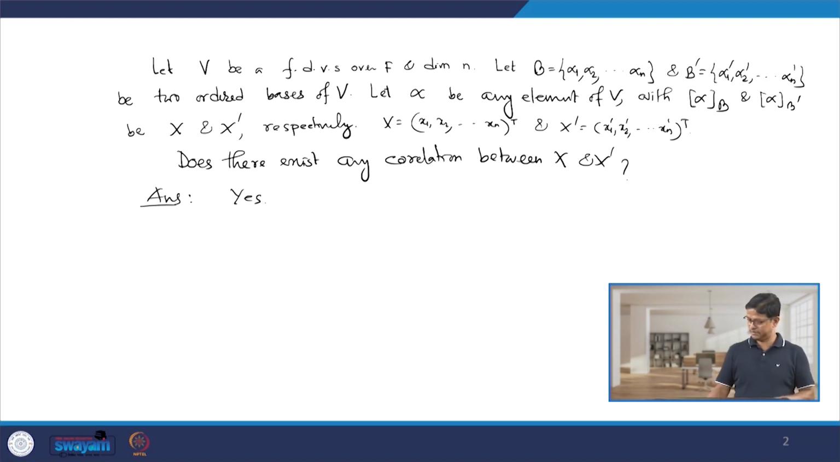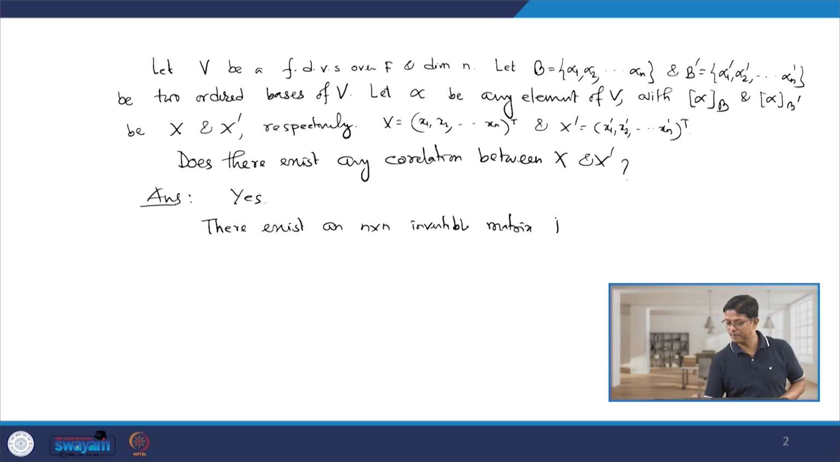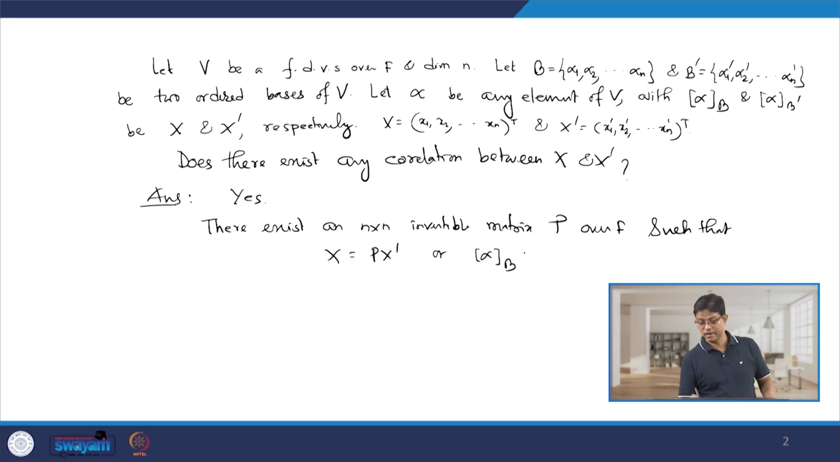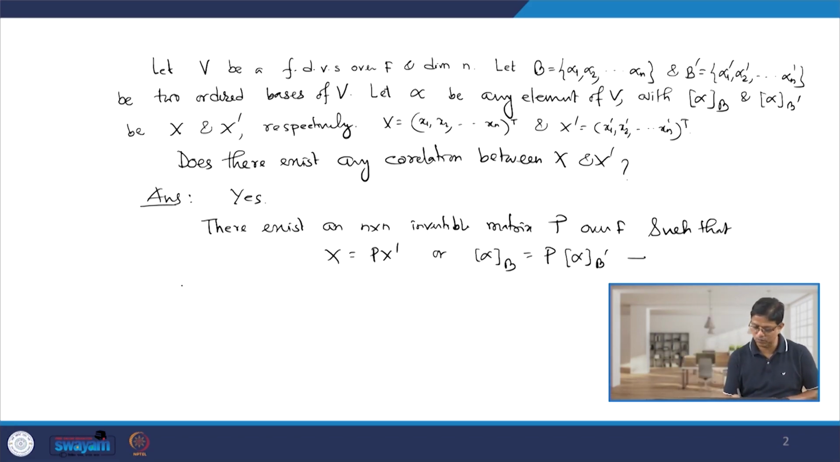My claim is that there exists an n cross n invertible matrix capital P over the field F such that capital X equals P into X prime, or the coordinate matrix of alpha with respect to B equals P into the coordinate matrix of alpha with respect to B prime. So, now the question is how?